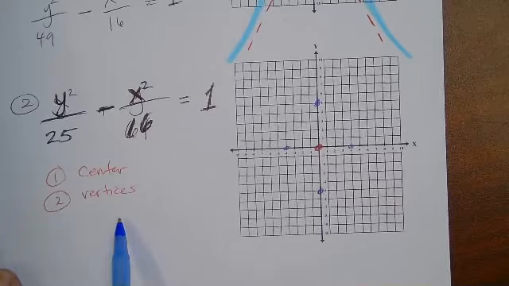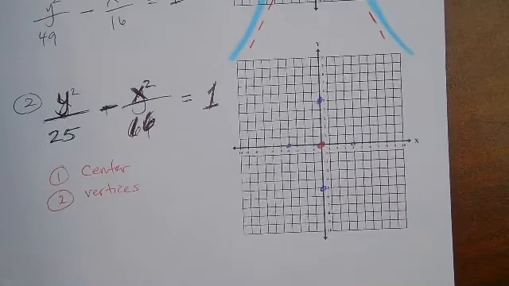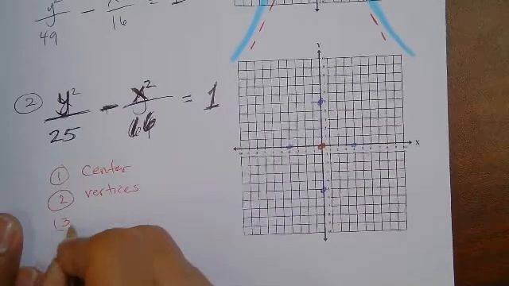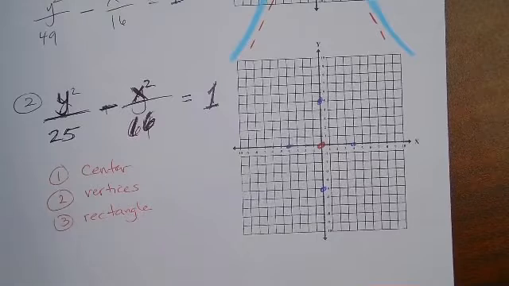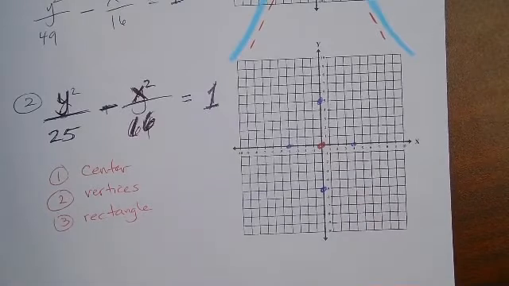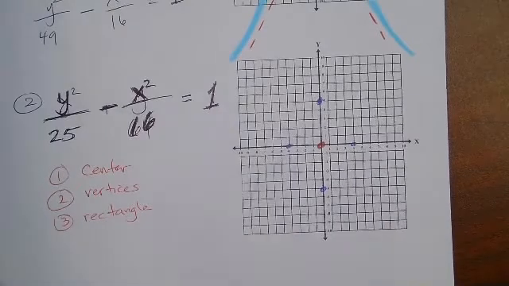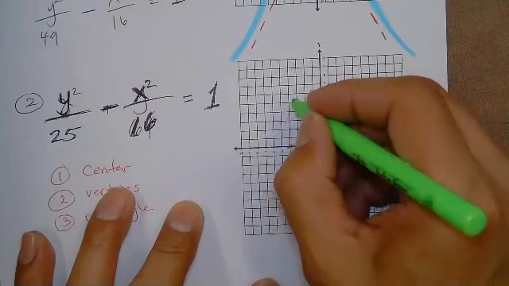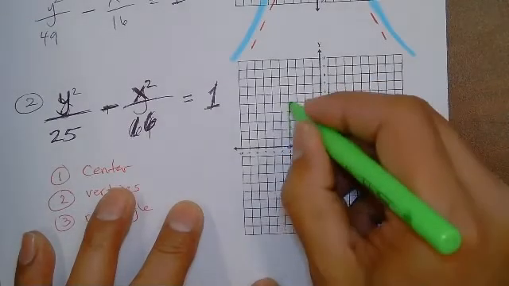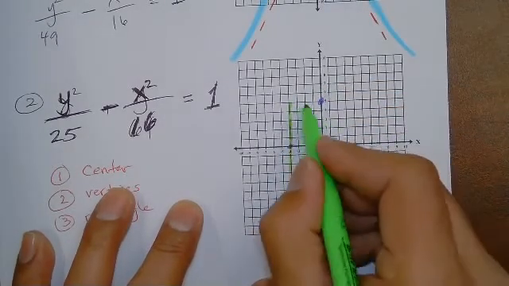And the x, you're going to go what? Well, the x is 16, so now you're going to go 4 and 4. Okay. So the second thing is you put these dots, these vertices. That's the second thing. What's the third thing? You sketch that rectangle. Third thing, you sketch that rectangle.